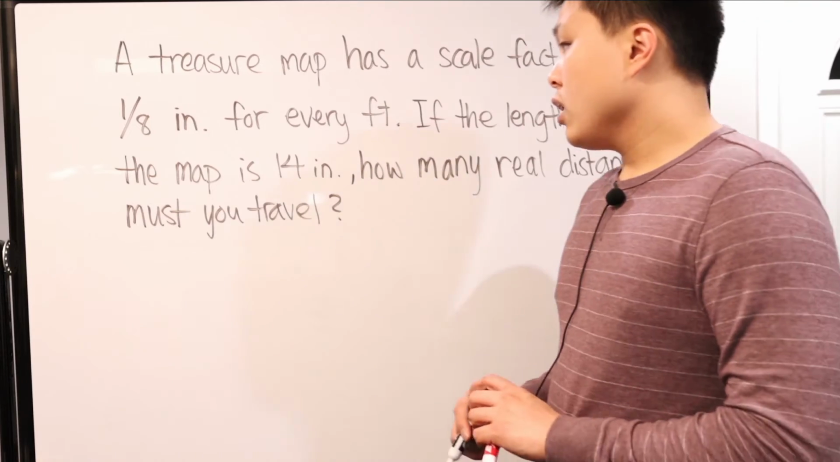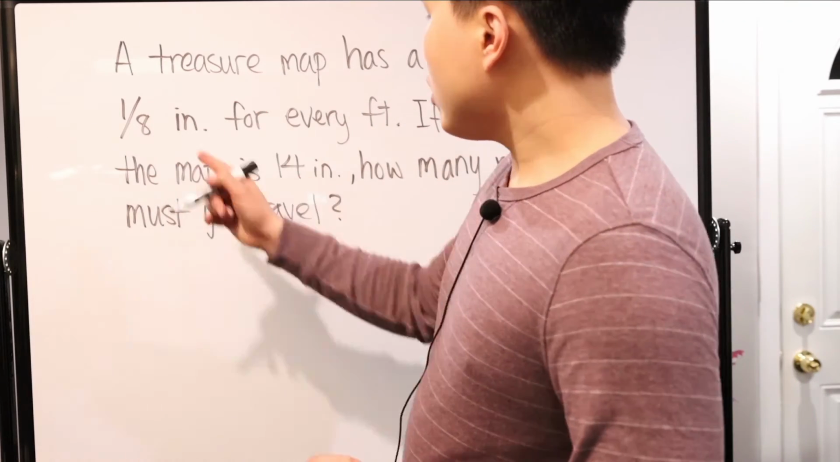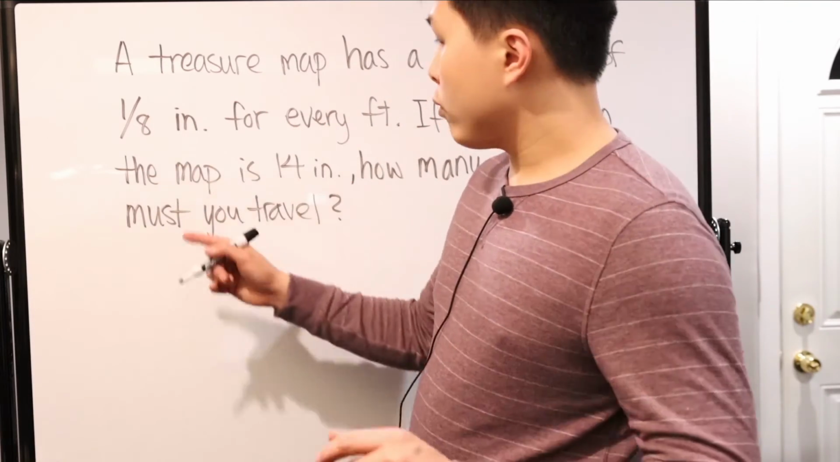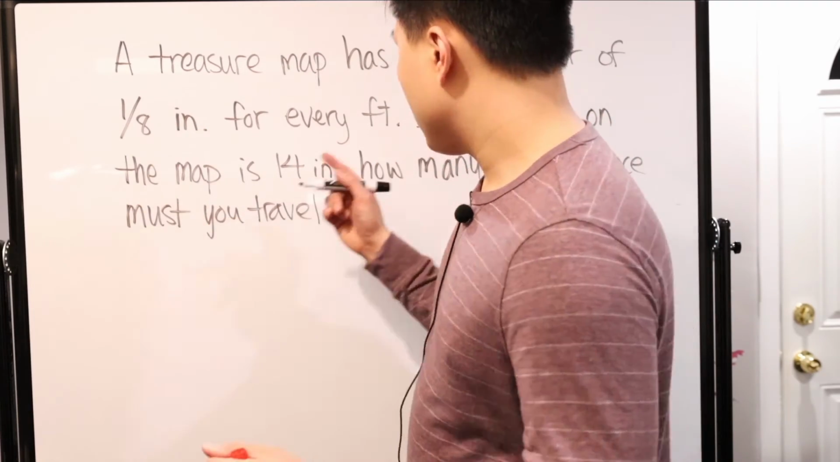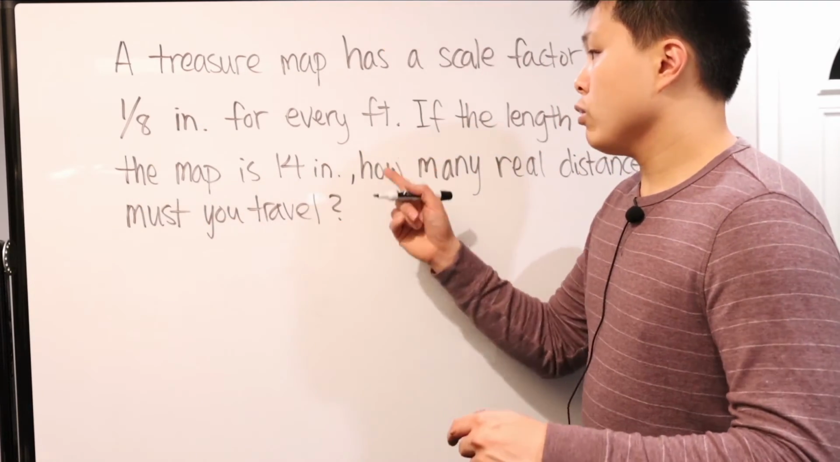Well, in this case, we can actually figure this out, right? 1 over 8 inch for every feet. So, if I wanted 1 inch, let's see how many feet is that. Well, 1 over 8, 2 over 8 is 2 feet. Well, 3 over 8 is 3 feet, so on and so forth.